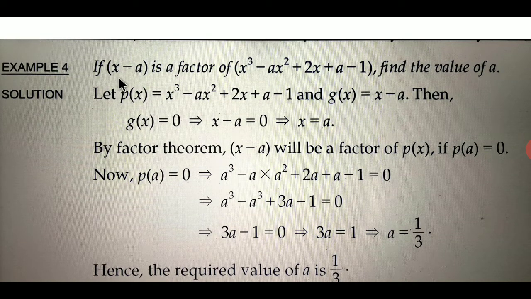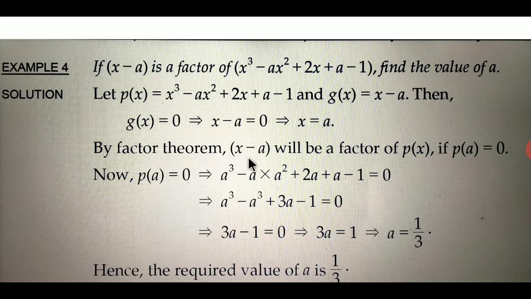Next, if x minus a is a factor of x cube minus x square plus 2x plus a minus 1, find the value of a. What is given? This one is the factor of this one. That means this is g(x), this is p(x). Now taking g(x) equal to 0, we'll get x equal to 1. Since g(x) is the factor of p(x), then putting x equal to a, we must have this one to be 0.